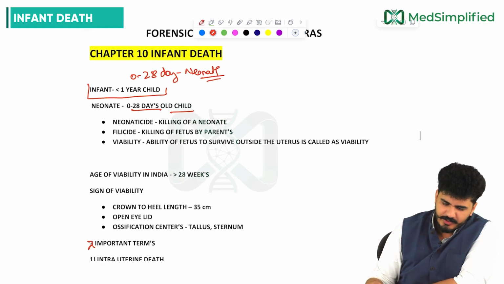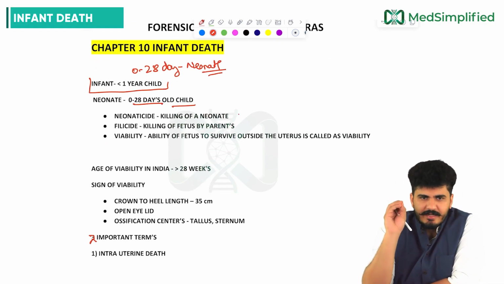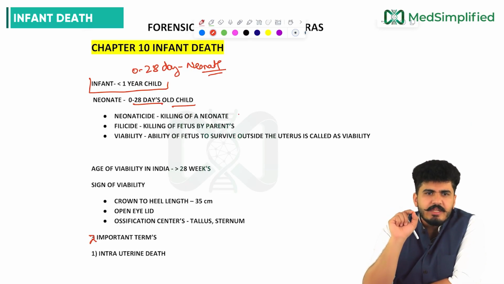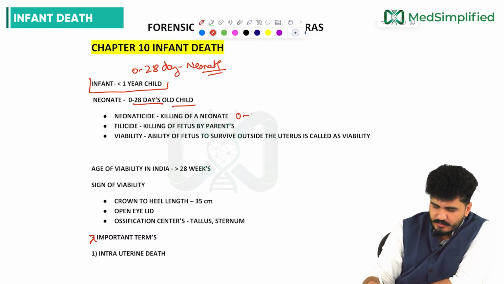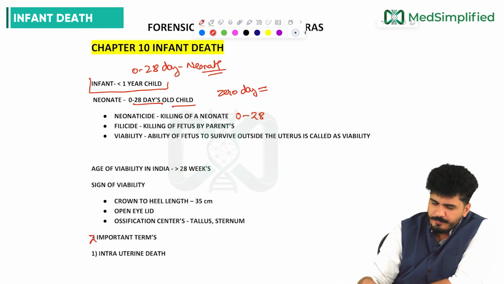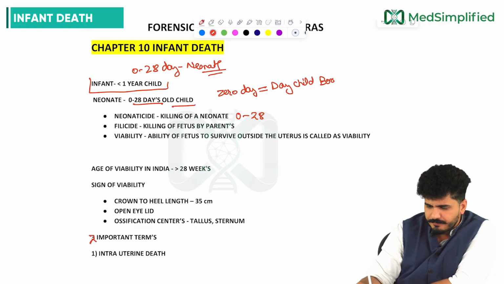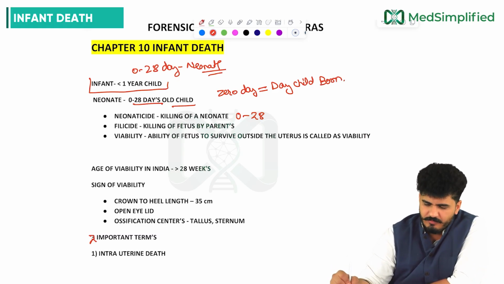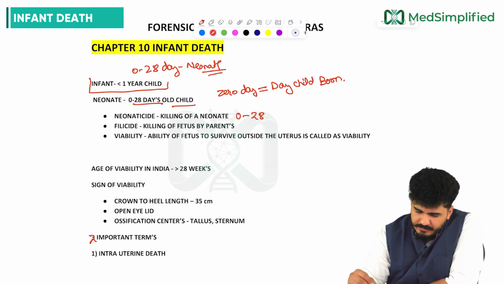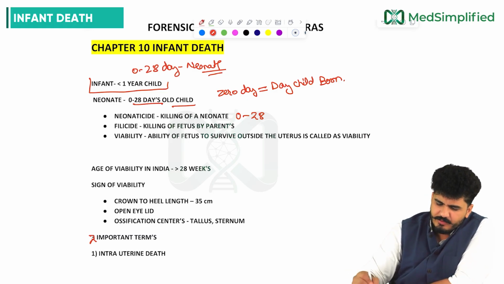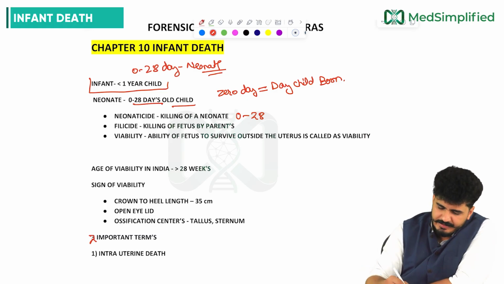Now, there are three important terms you need to understand right here. First is neonaticide, killing of a neonate. That means the age of the child is between 0 to 28 days. 0 day is equal to the day the child is born. Neonaticide, guys, is killing of a neonate between 0 to 28 days.